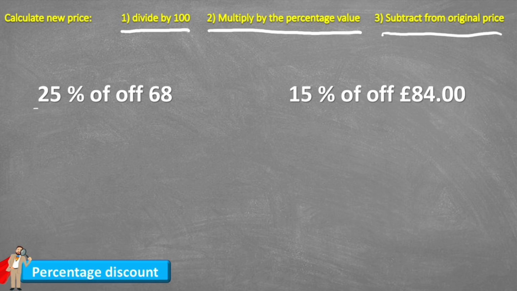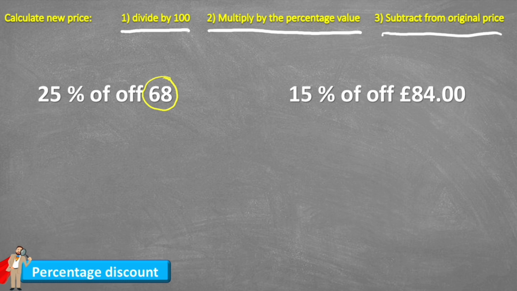Question 1 says 25% off of 68. So we have a value of 68 and we're trying to find what 25% off this price would be. So our first step said to divide by 100. So we're going to get this original value of 68 and we're going to divide it by 100. But why? What's that going to do?